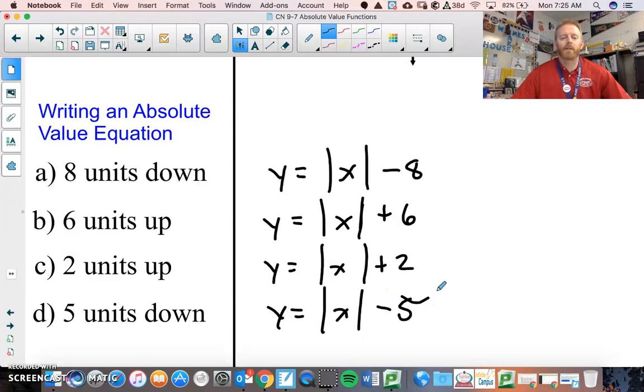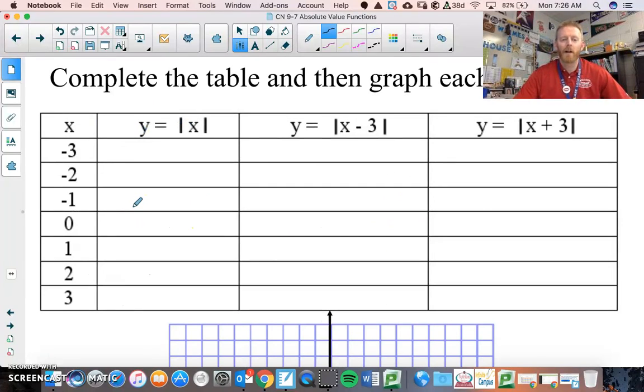Now these are all the simple ideas here, folks, because it says 5 down, we're going to have a minus 5. It says 2 up, we're going to have a plus 2. It says 6 up, we're going to have a plus 6. We get the point, right? All right, so let's make things a little bit harder.